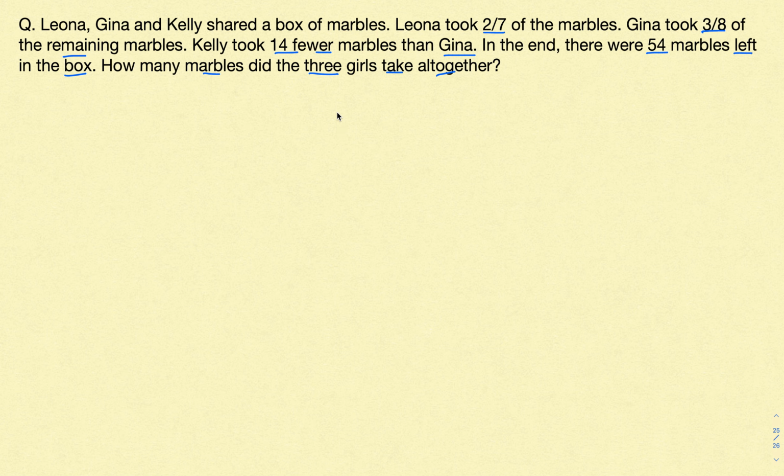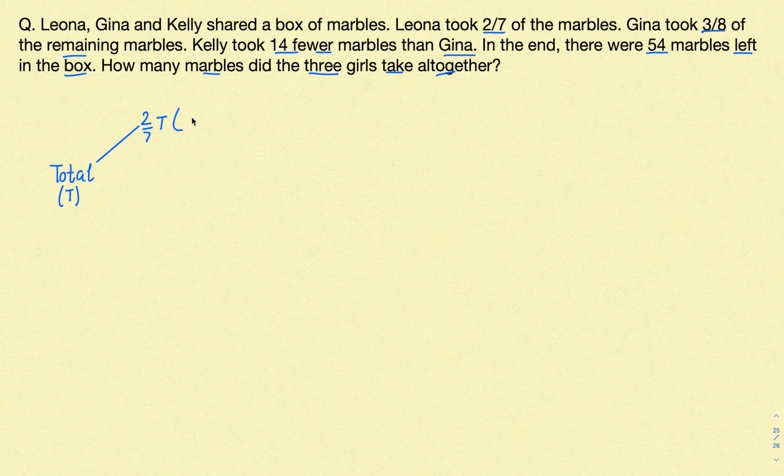These kinds of questions can easily be solved by the branching method. So we'll be using the branching method here. Let's start. Let's say T represents the total number of marbles in the box. Out of these total marbles, Leona has taken 2/7. So we will draw a branch coming from the total, because she has taken 2/7 of the total.